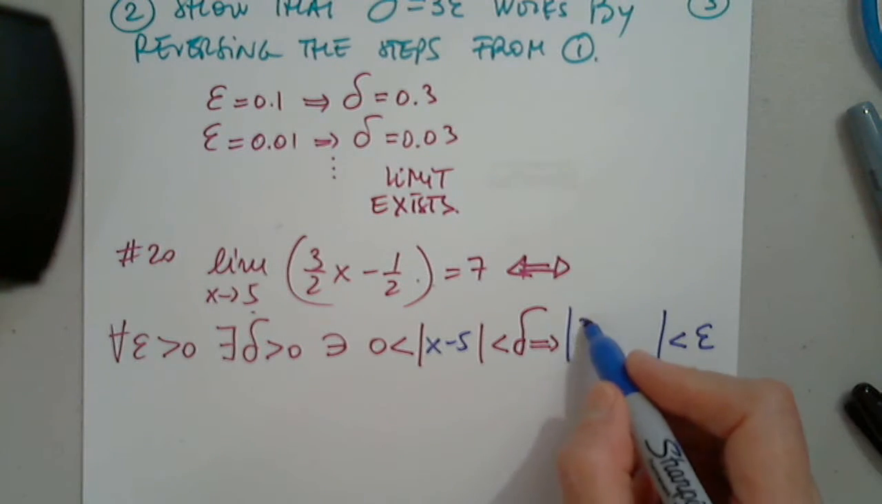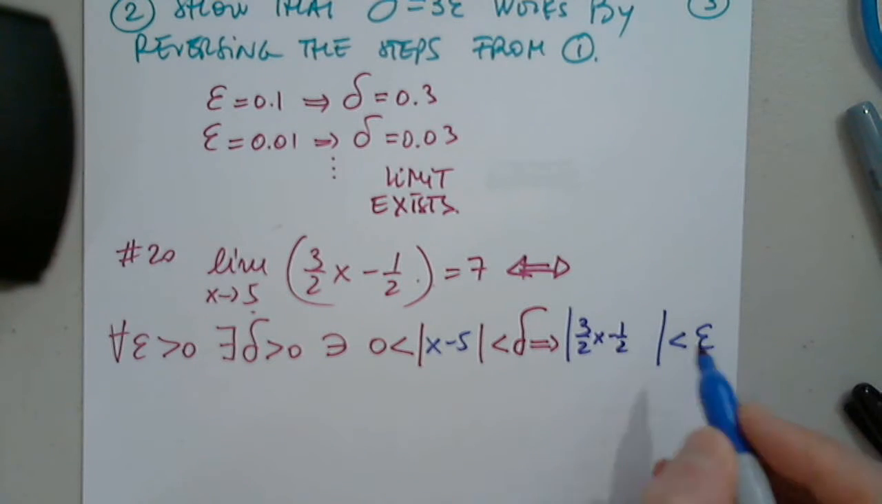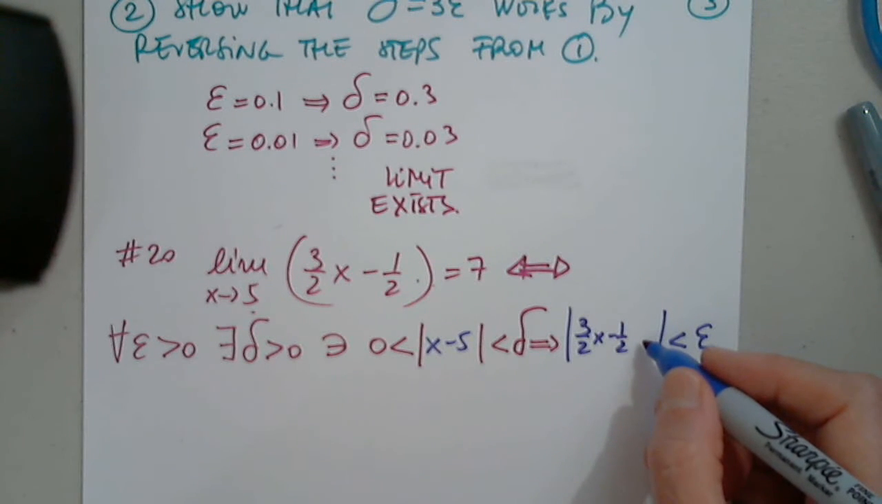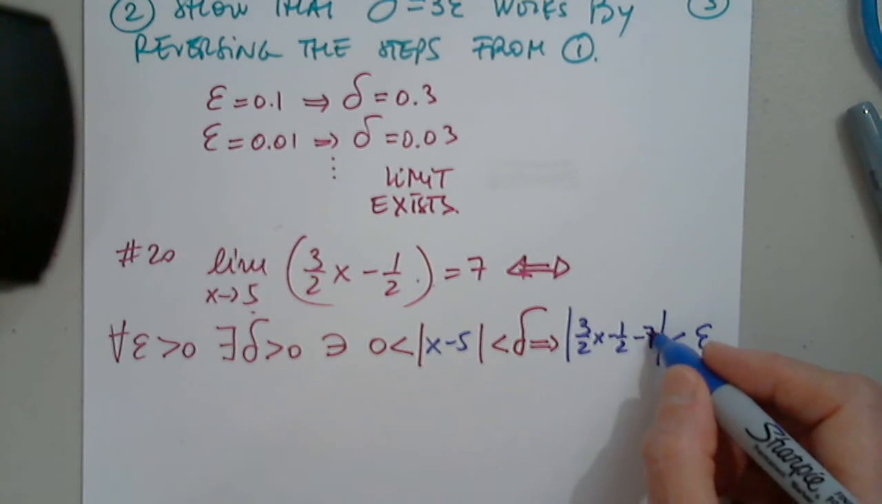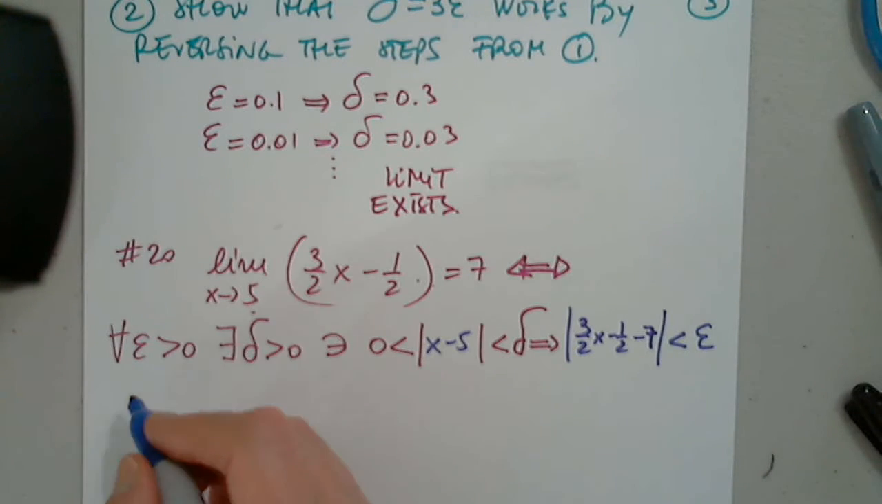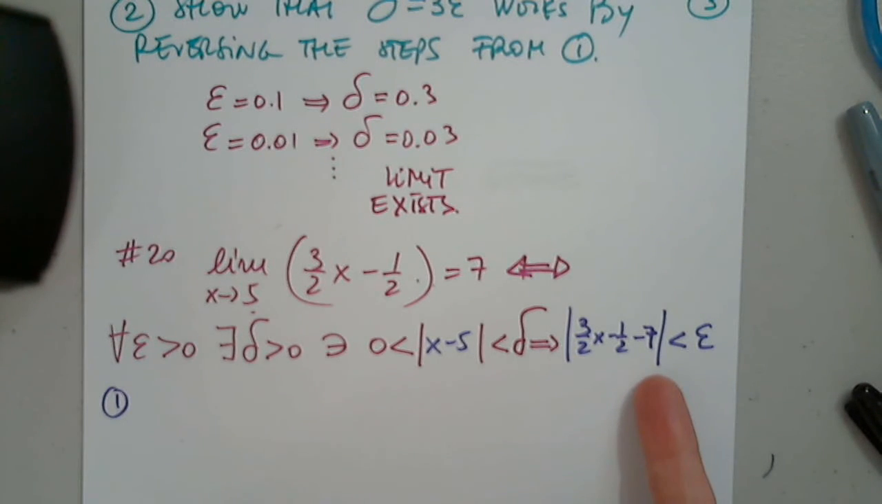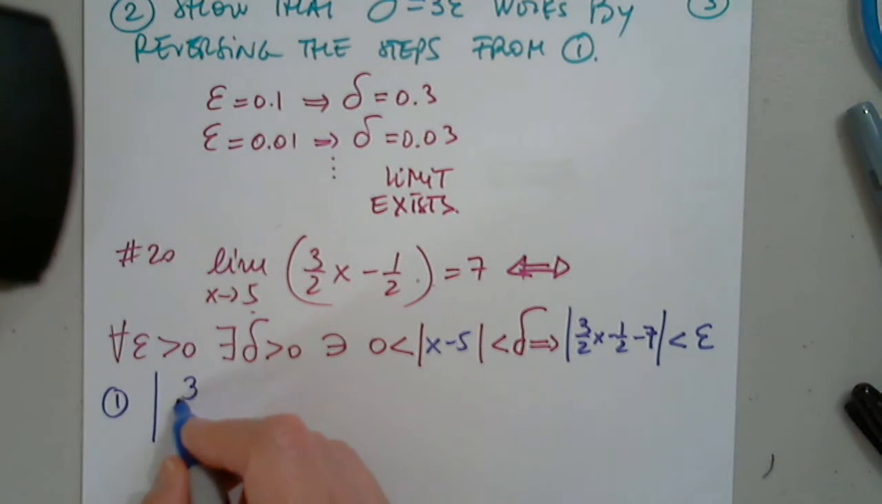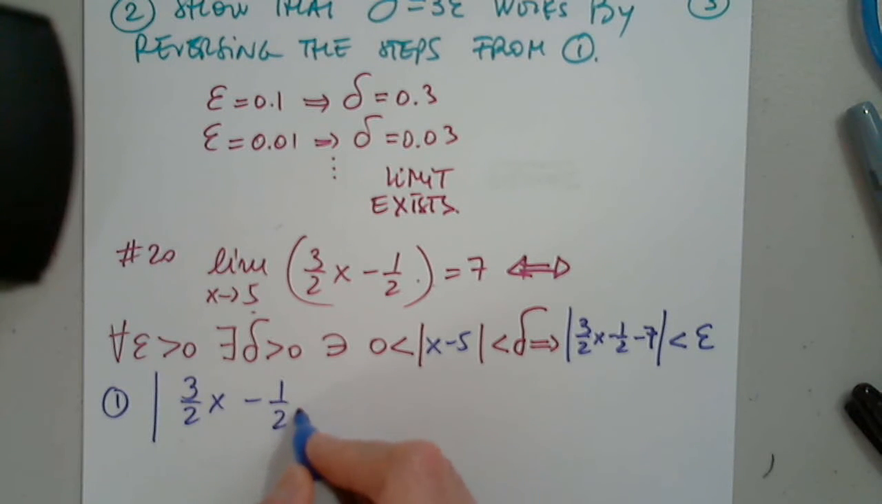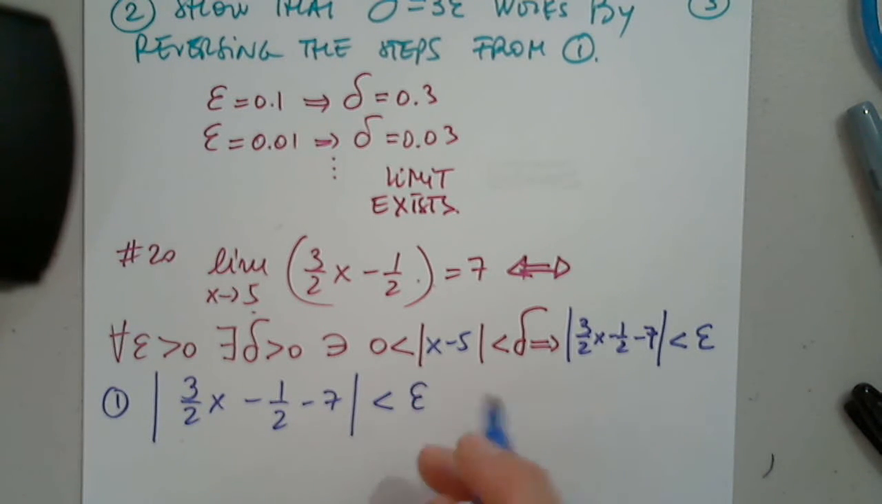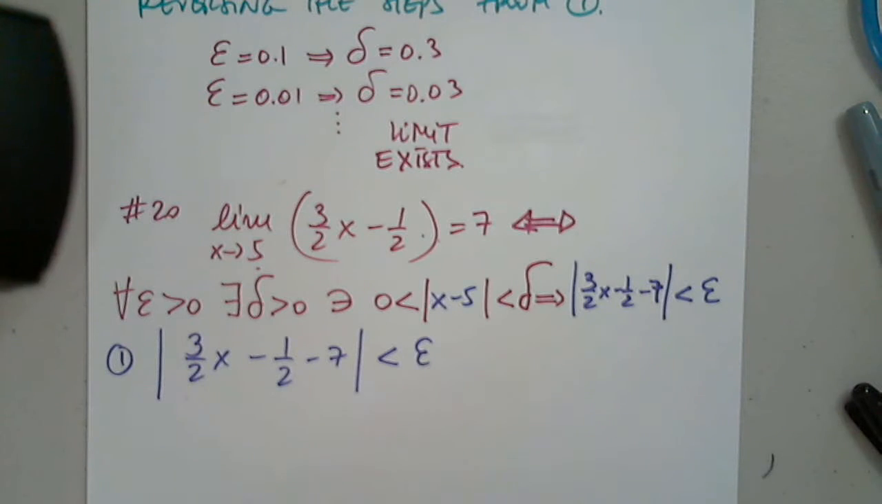Now you put the function into this. Very good. And then minus 7. That's it. Awesome. This is our starting point, number 1. I start here. 3/2 x minus 1/2 minus 7 less than epsilon. What would you do inside?